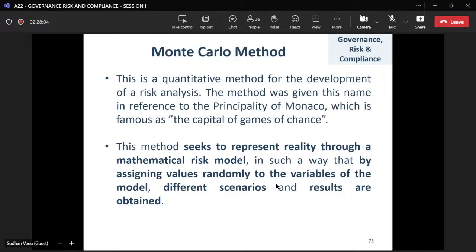This method was named in reference to the Principality of Monaco, which is famous for being the capital of games of chance. This method seeks to represent reality through a mathematical risk model, and by assigning values randomly to the variables in the model, different scenarios and results are obtained. So it is purely mathematical, and that is the reason for the reference to the capital of games of chance. The values are identified as variables, different scenarios are kept within that, and finally they obtain the results by way of the Monte Carlo method.